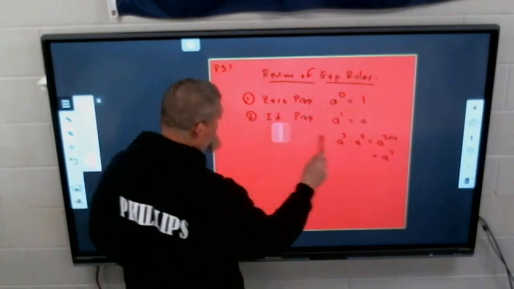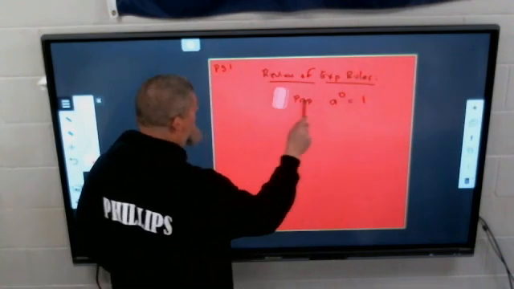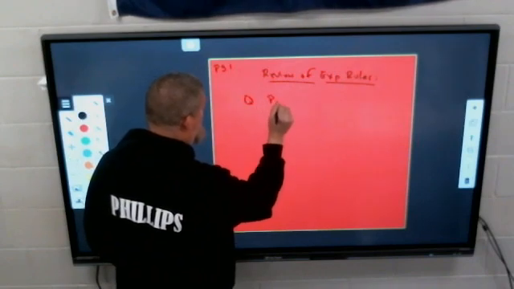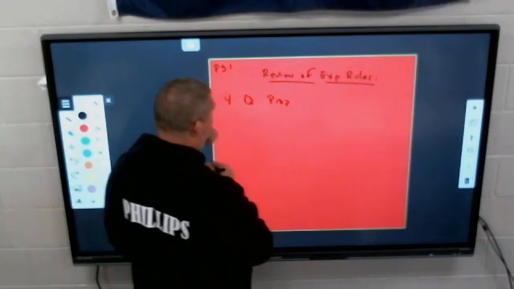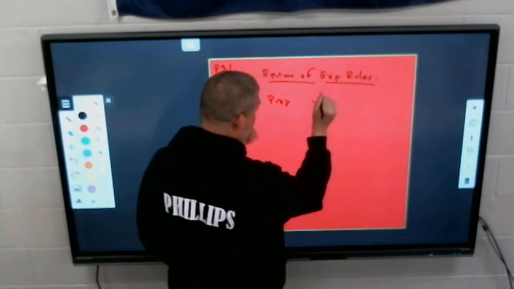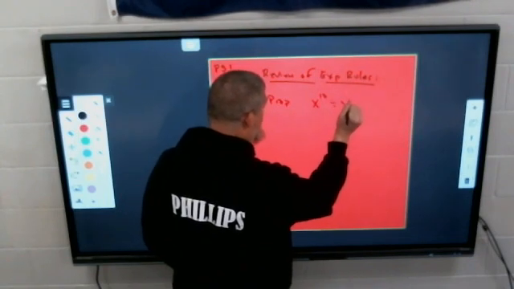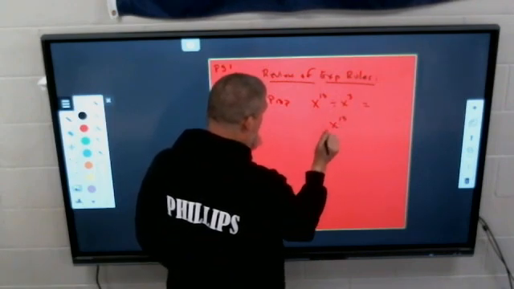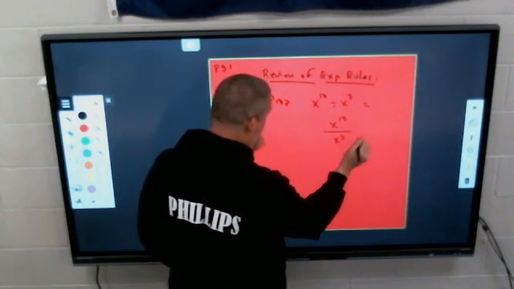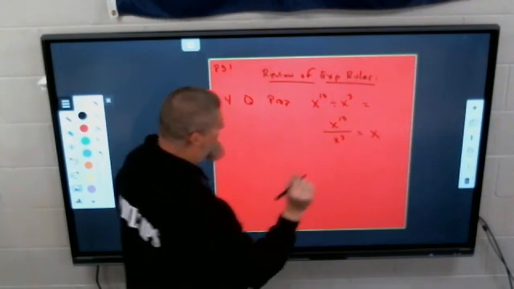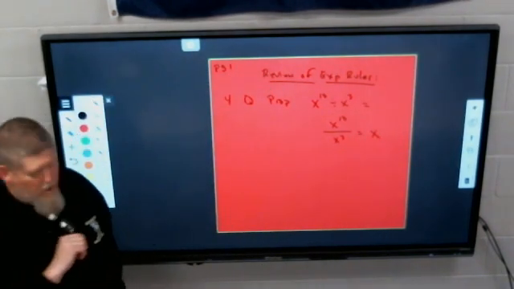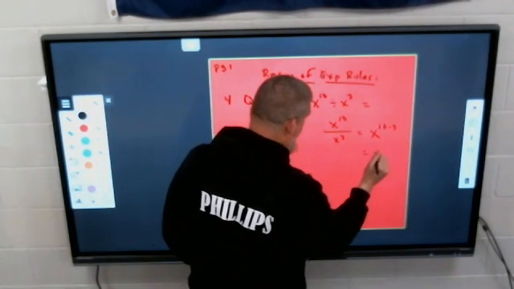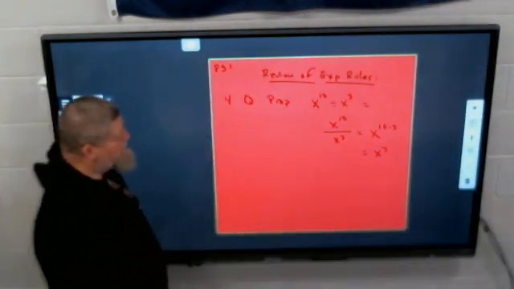So number 4, the quotient property. If I have a division, something like x to the 10th divided by x to the 3rd, what am I going to do with those exponents? Subtract. So x to the 10 minus 3. That would give me x to the 7. So the quotient property.